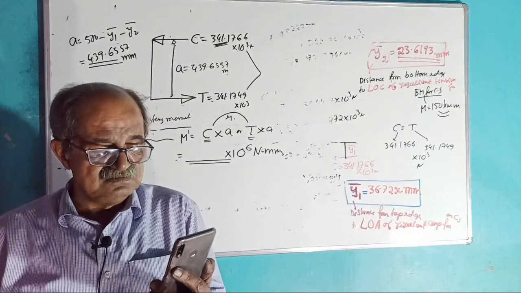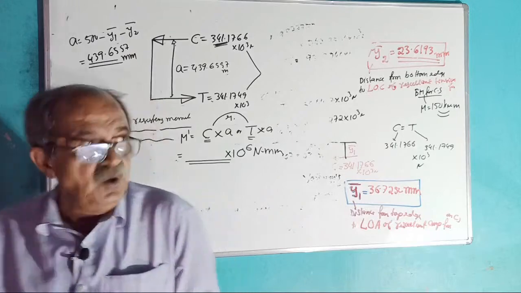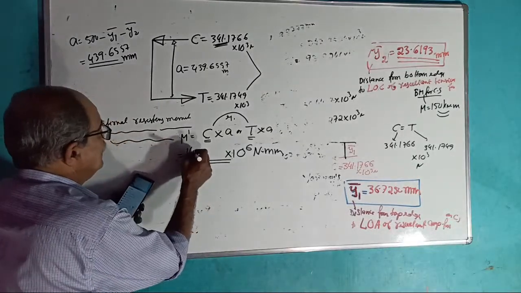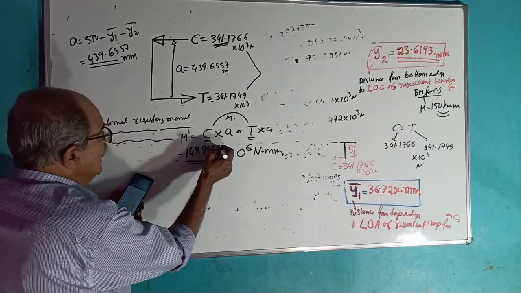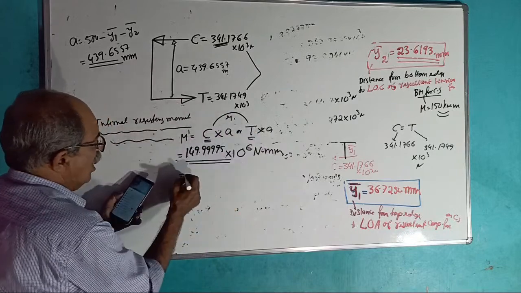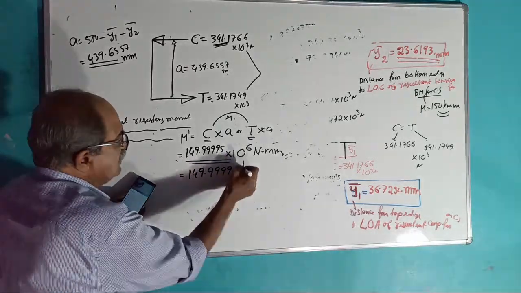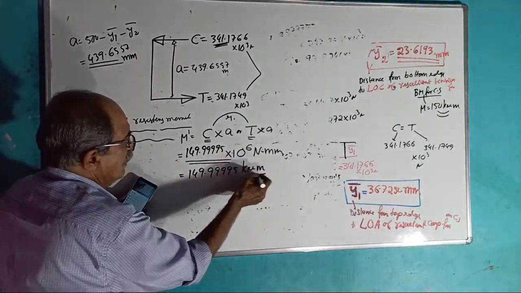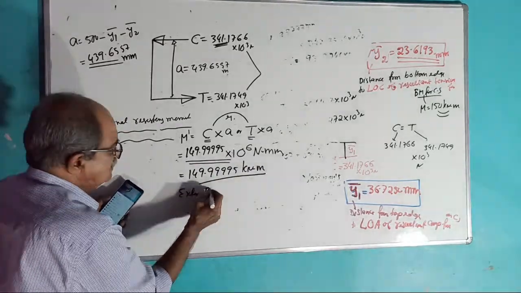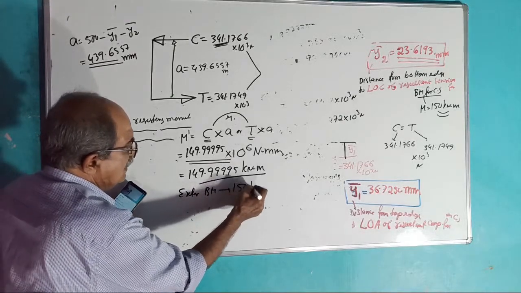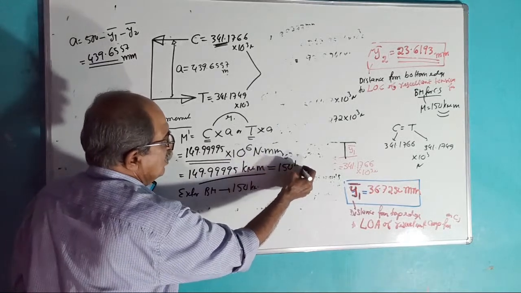149.99995 Newton millimeter, or 149.99995 kilonewton meter. Over. That is, our external bending moment is how much? It is 150 kilonewton meter. This you can take equal to 150 kilonewton meter.